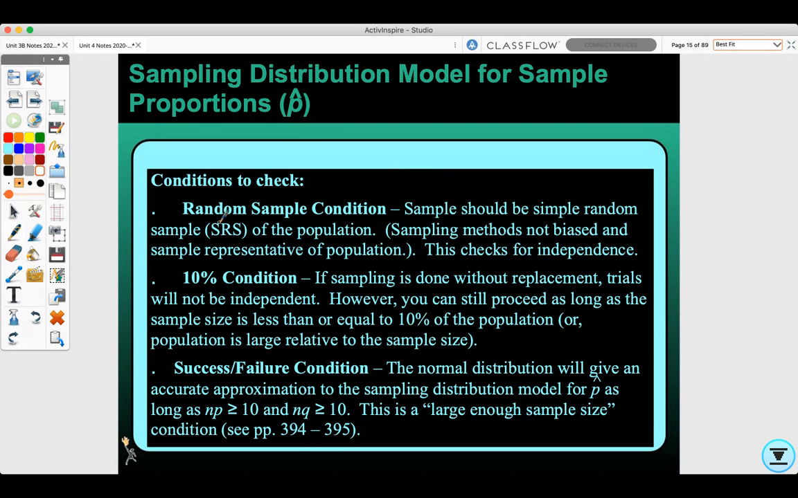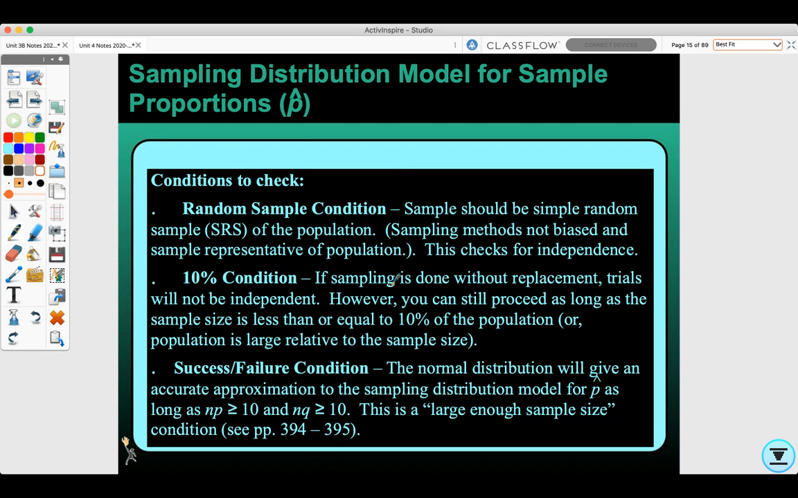We need to check and state that we have a random sample condition. So the sample should be a simple random sample of a population. Sample methods not biased, and sample is representative of the population. This checks for independence, and you have to state this within context. Your 10% condition: if sampling is done without replacement, trials will not be independent. However, you can still proceed as long as the sample size is less than or equal to 10% of the population, or the population is large relative to the sample size. So you also have to check that.